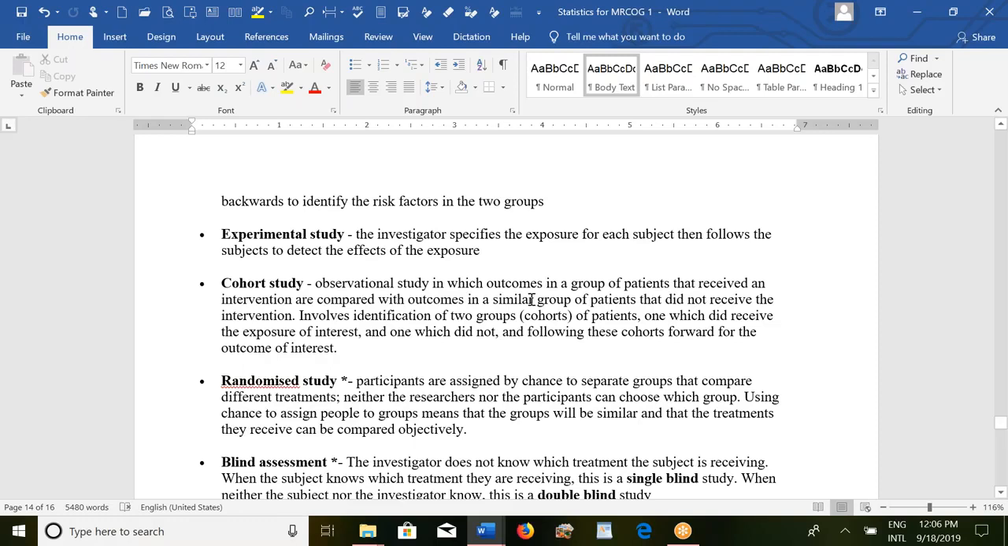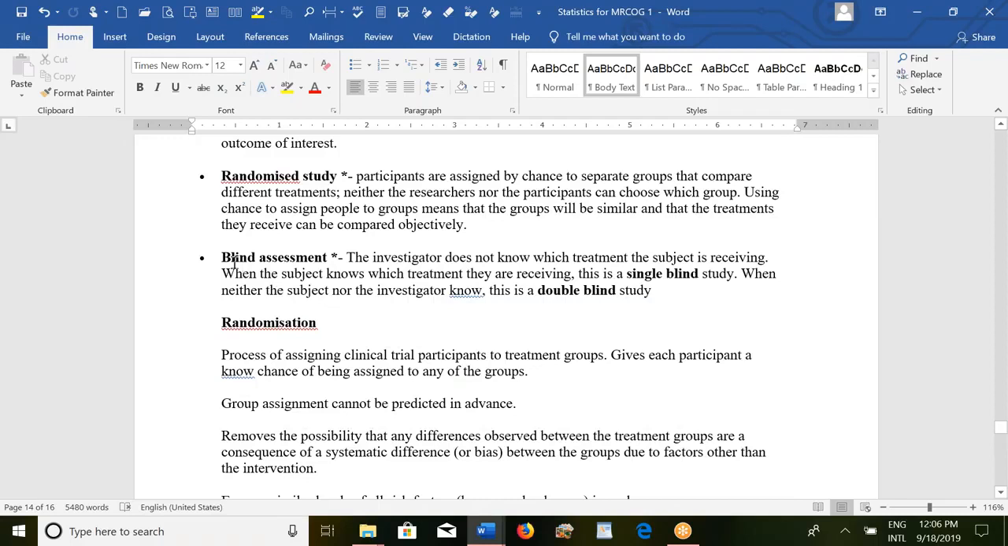What is a randomized study? Participants are assigned by chance to separate groups that compare different treatments. Neither the researchers nor the participants can choose which group they are in. So using chance to assign people to groups means that the groups will be similar and that the treatment they receive will be compared objectively. So that will be a randomized study.